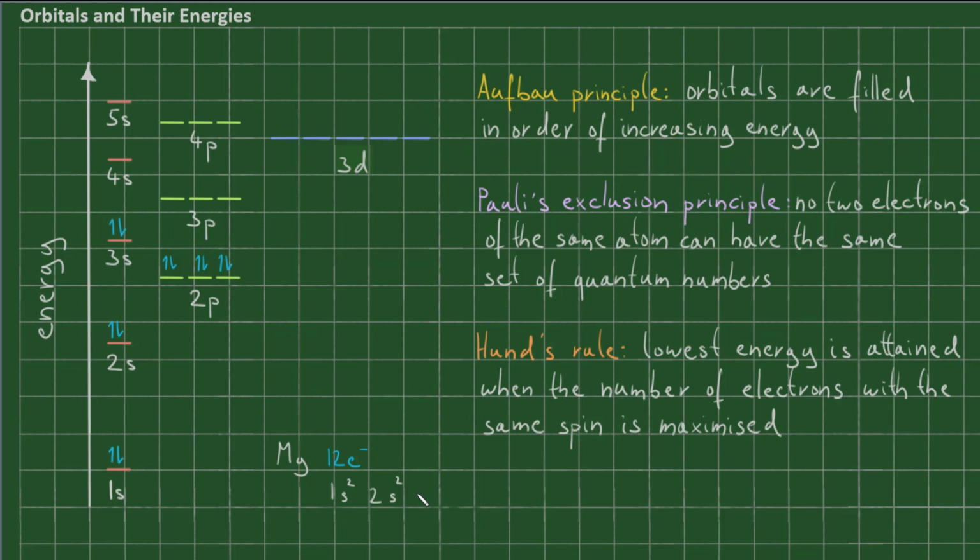Then I'm going to write 2s for the 2s orbital, and then write 2 because there are 2 electrons there. Next, I'm going to write 2p for the 2p orbitals, and then write 6 because there are 6 electrons there. And finally, I'm going to write 3s and a little 2 to indicate that there are 2 electrons there. So this is now a written electron configuration of magnesium. I will talk more about these later.